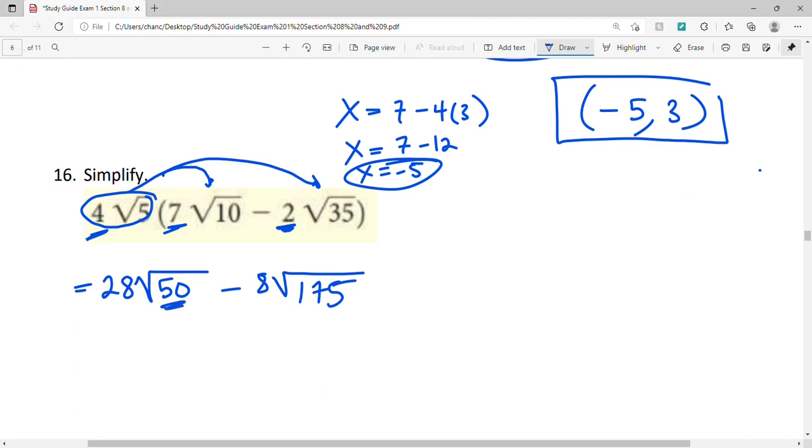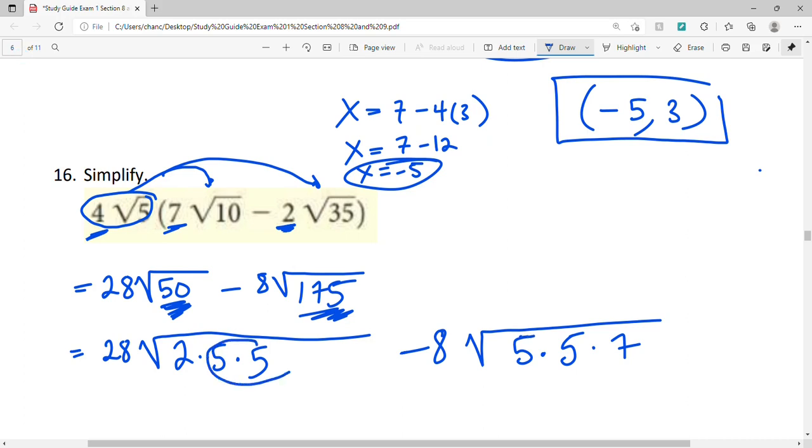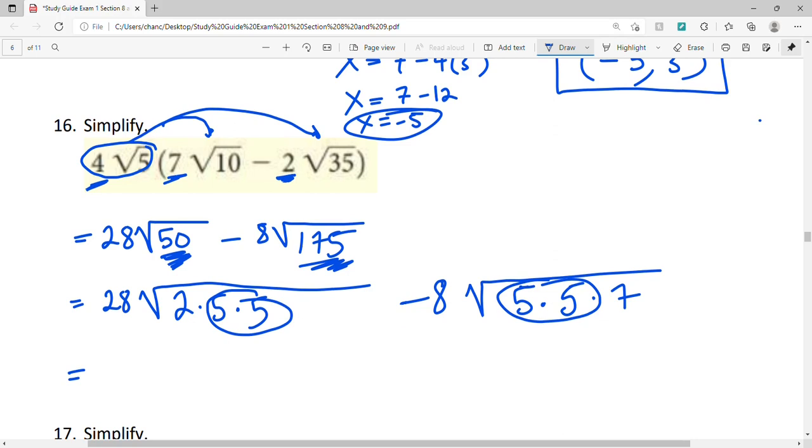Now we have to find the prime factorization of 50 and the prime factorization of 175. So let's rewrite this as 28 times the square root of 2 times 5 times 5. And for the other side here, we have the square root of 5 times 5 times 7. That's equivalent to 175. We're looking for groups of 2, so we'll circle the pairs that we have here. And so we need to multiply now 28 times 5, and we have a square root of 2 left inside. On the right, we have negative 8 times square root of 7, but this 5 will have to be multiplied with the 8.